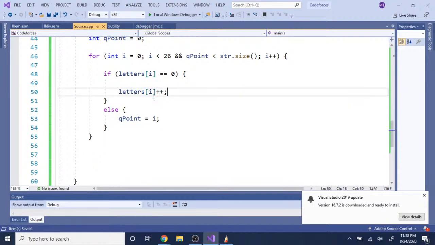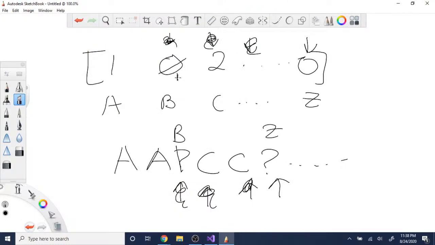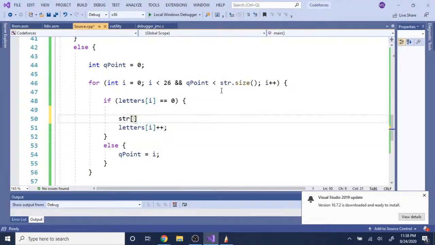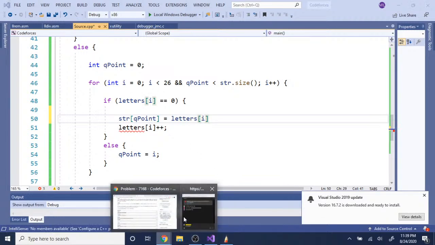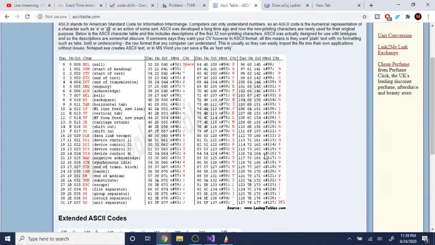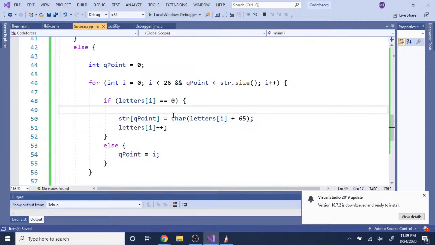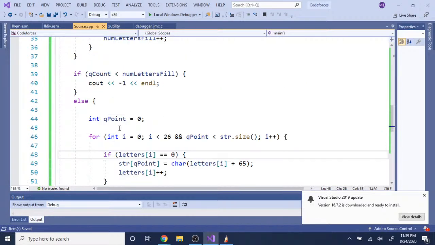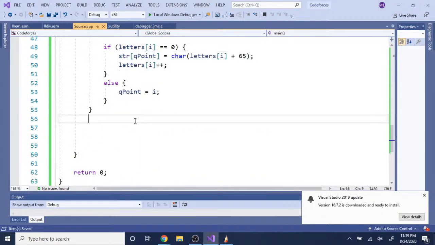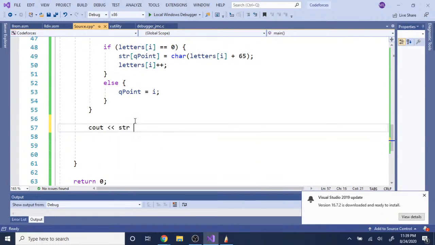So that's going to increase the count of this occurrence to be 1 now. But we need to change the question mark, so we need to change the string at Q pointer. The question mark is now going to equal the letters at I, converted into its equivalent ASCII value. So we change this to plus 65, and then convert this to a char. I think this would work, but I'm not 100% sure. Then we see out string.